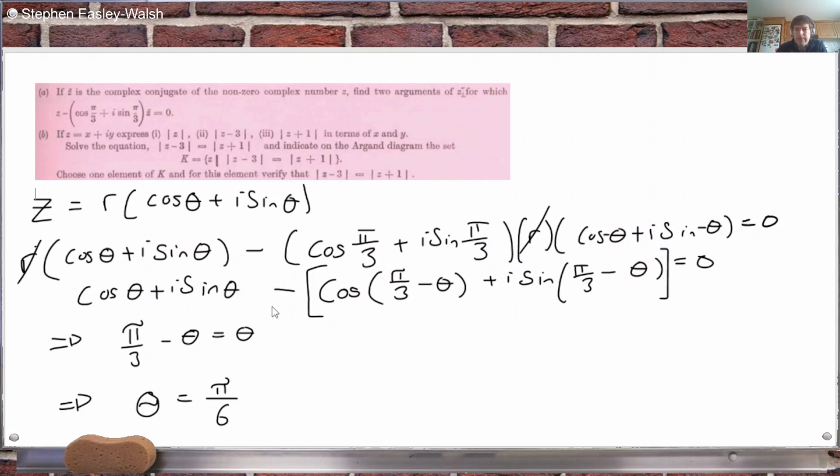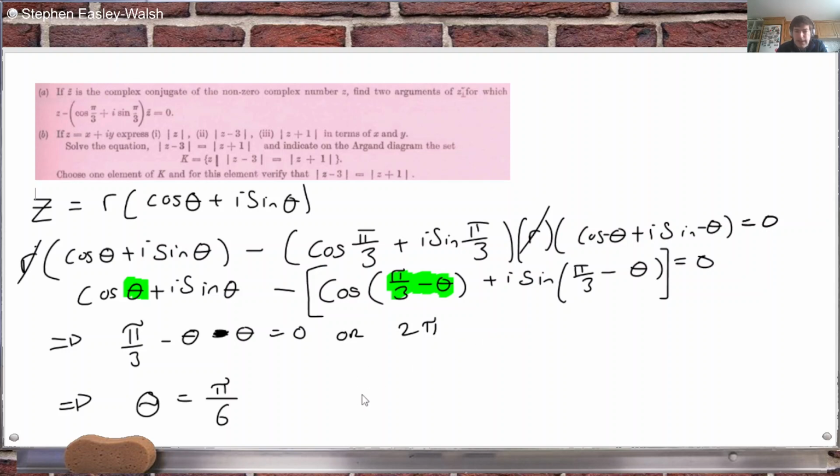Because it's not that, yeah, I might not need the formula book. It's not that this and this have to be exactly the same. It could be like, for example, one of them is 10 degrees and the other one is 370 degrees. So the difference between them could be 0 or 2 pi. So you could have it like this: pi over 3 minus theta is 0 or is equal to 2 pi.